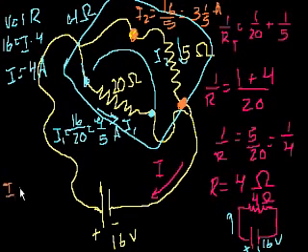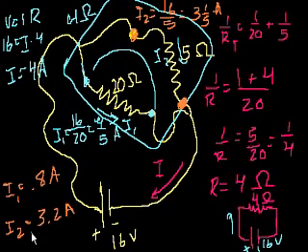So I1 through the 20 ohm resistor is 0.8 amps. And I2 through the 5 ohm resistor is equal to 3.2 amps. And it makes sense that when you add these two currents together, the 3.2 amperes flowing through here and the 0.8 amperes flowing through here, when they merge, you have 4 amperes flowing through there. Anyway, hopefully I have given you some intuition on what happens when we put resistors in parallel. I will see you in the next video.